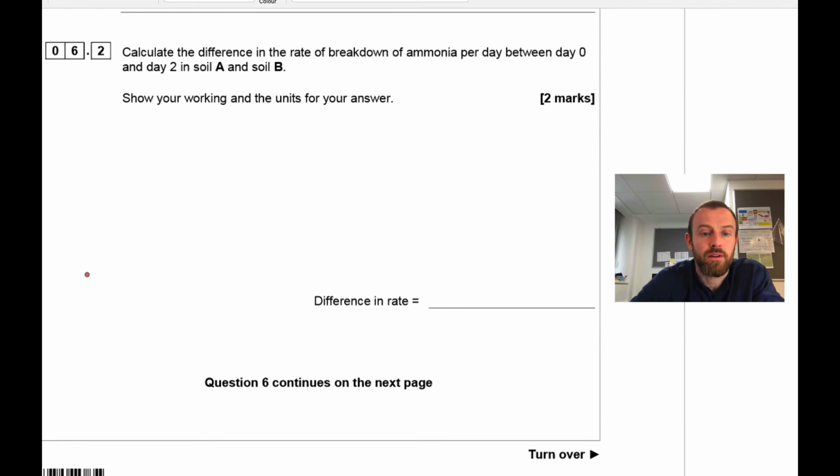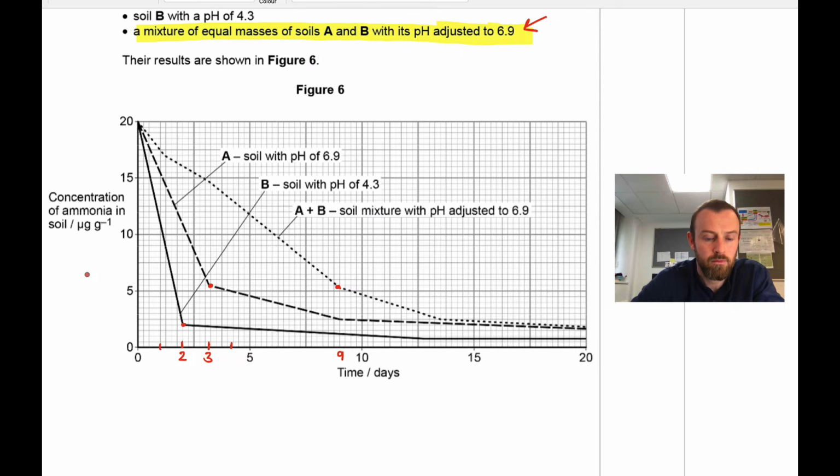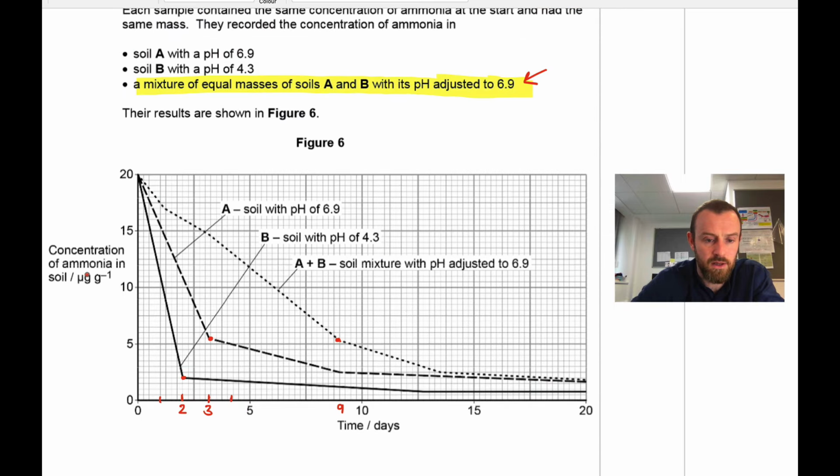6.2. Calculate the difference in the rate of breakdown of ammonia per day between day 0 and day 2 in soil A versus soil B. Okay, fine. Difference in rate. We're basically looking at the gradient. Was it between day 0 and day 2? Yes, it was. Day 0 and day 2.